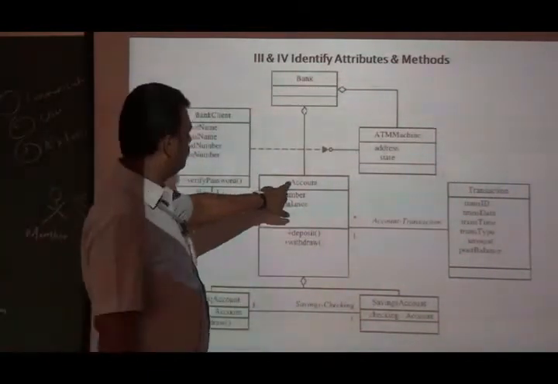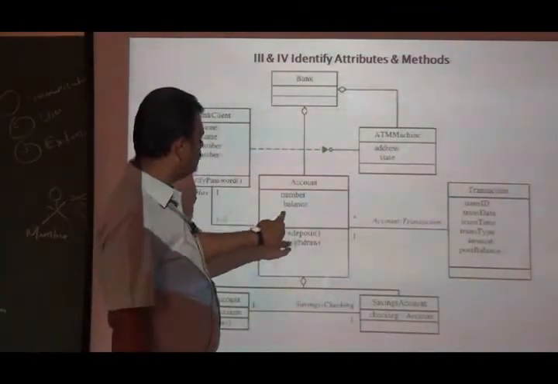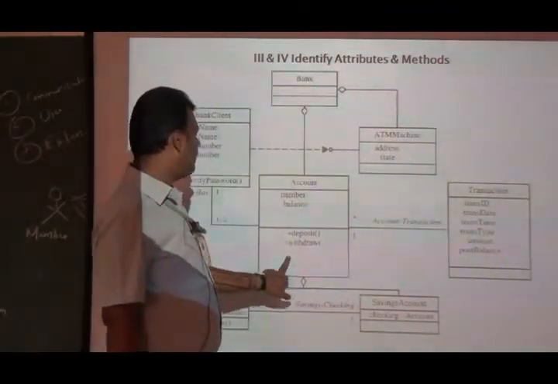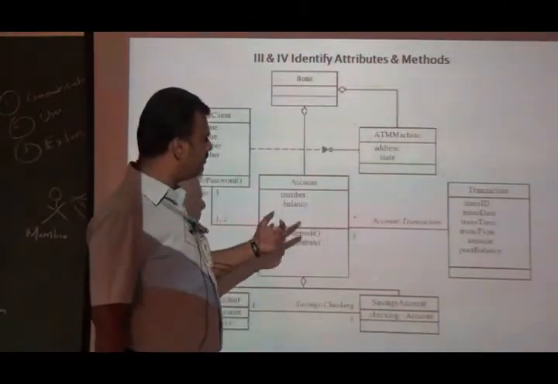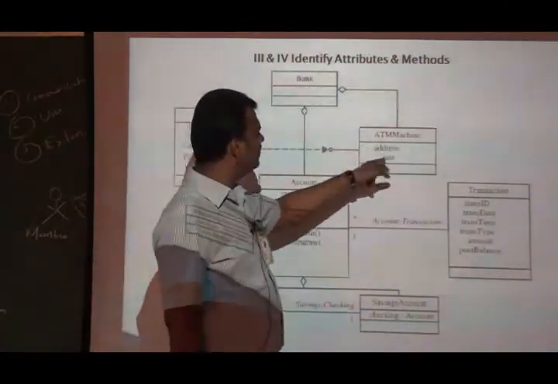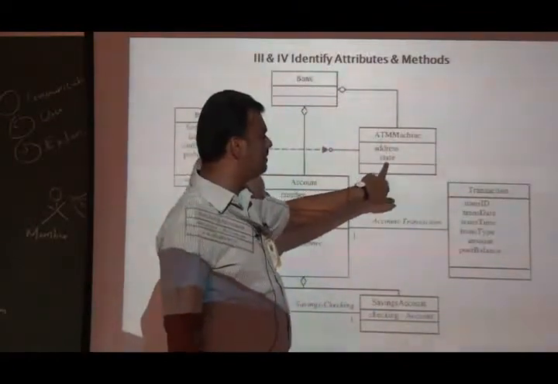For example, the account. What are the attributes of the account? The account number and balance. What are the methods of the account? We are going to deposit to an account, and we are going to withdraw from the account. Then the ATM machine has the address of the ATM machine and the state of the ATM machine.